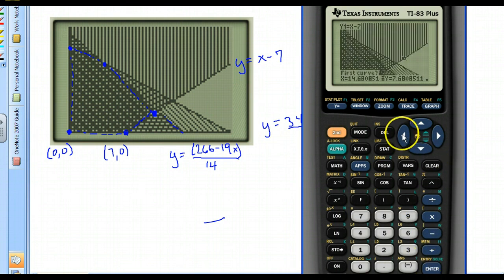Alright, now what am I intersecting? This is where first curve, second curve actually is important. Normally we just hit enter because we're only looking for two things, but we have three functions here. So we want to know where x minus 7, that's our first curve, intersects 266 minus 19x over 14. That's our second curve. Hit enter, and then our guess looks like they hit, as you can see my cursor right there. Hit enter, just get it close and it'll find it. So 11.03 and 4.03.